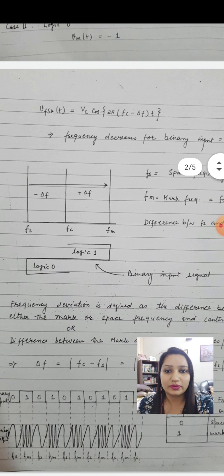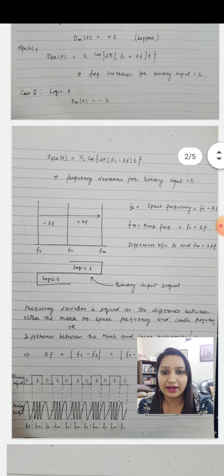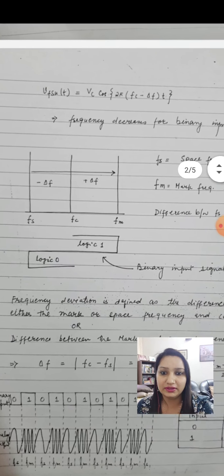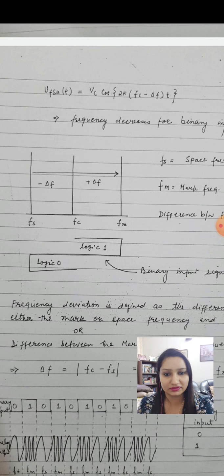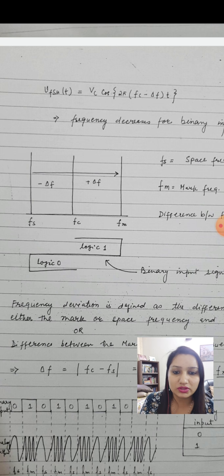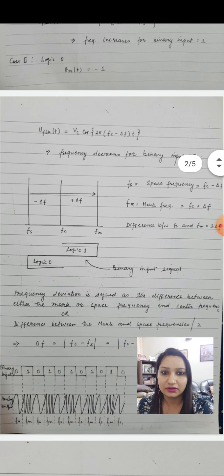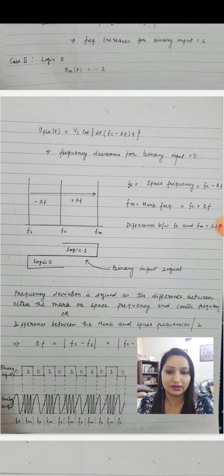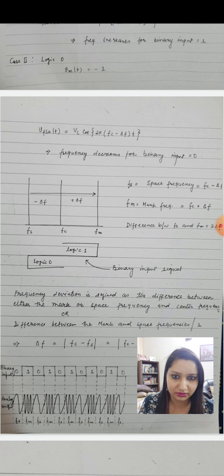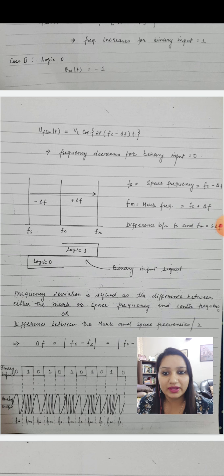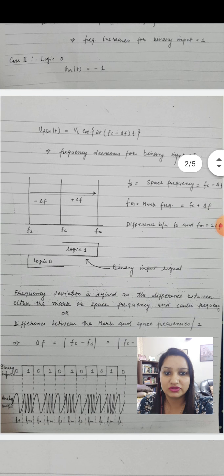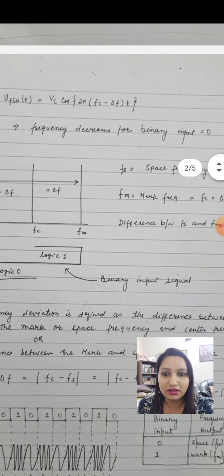Now if you draw the frequency characteristics centered at the carrier frequency, as you can see, in the middle there is Fc, which is the carrier frequency, around which we will get our output frequencies. So one is Fm. What is the Fm? That is the mark frequency, which is Fc plus delta f, or you can say the upper limit of the frequency. To the left of the Fc, there is Fs, which is the space frequency, which is Fc minus delta f.